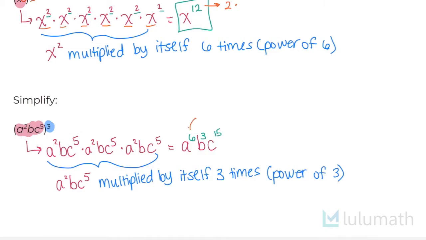So to get this 6, we did 2 plus 2 plus 2, or 2 times 3. To get this 3, we did 1 plus 1 plus 1, or 1 times 3. And to get this 15, we did 5 times 3. So essentially, all we have to do is make sure that the exponent on the outside of a monomial gets multiplied to all the exponents on the inside of my bracket.